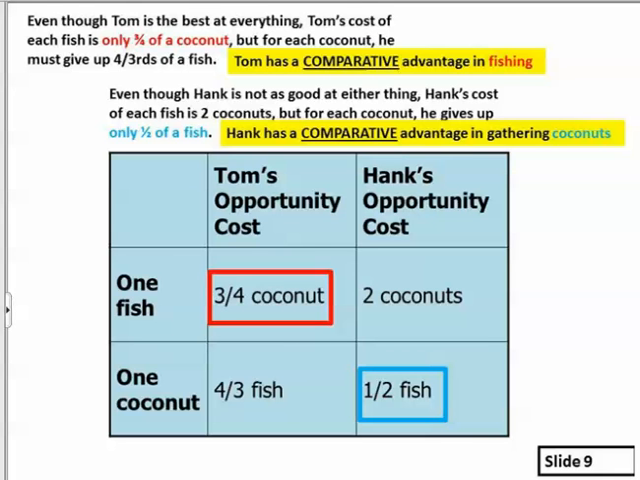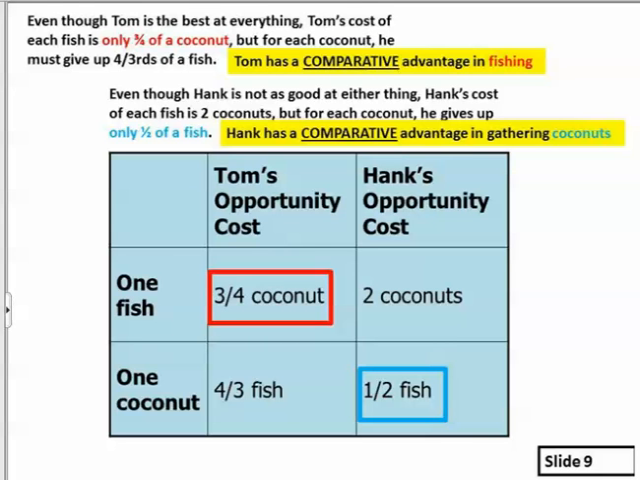He only has to give up 3/4 of a coconut for each fish, whereas if Hank goes fishing, he has to give up 2 coconuts to get 1 fish because he's not as good at doing that. Okay? Then we look at what happens in terms of coconuts, the lower line here in the chart that you see, and we find that in this case, Tom has to give up 1 1/3 fish to get a coconut because he's much better at getting fish. Okay? But Hank only has to give up 1/2 of a fish to get a coconut.